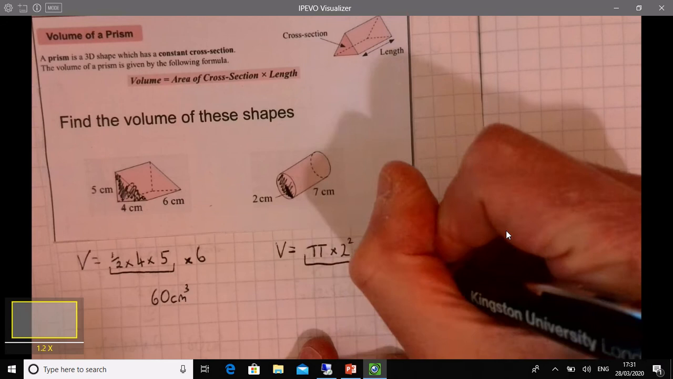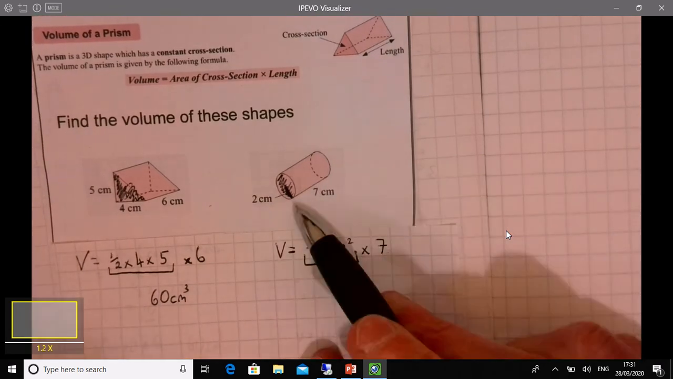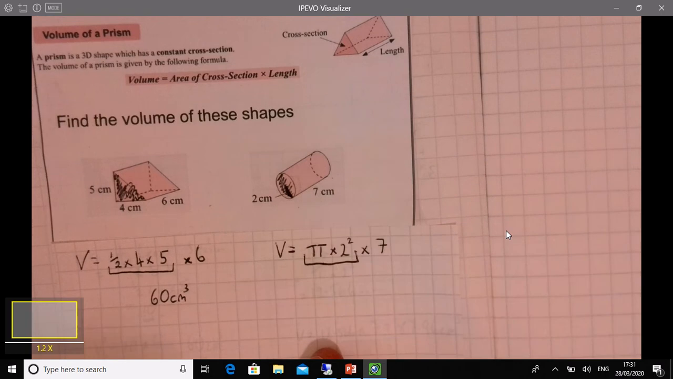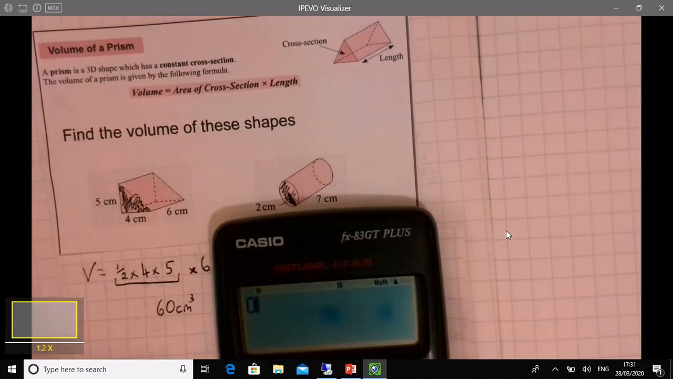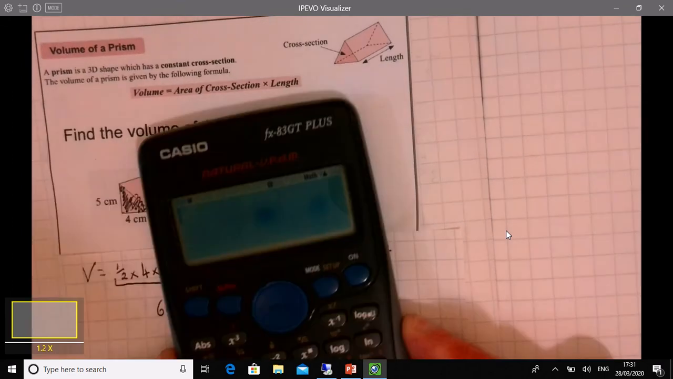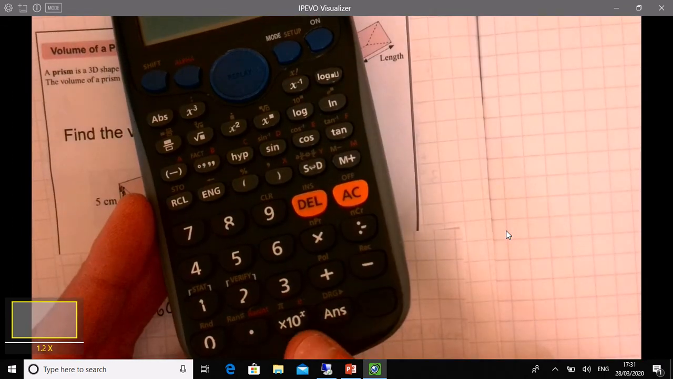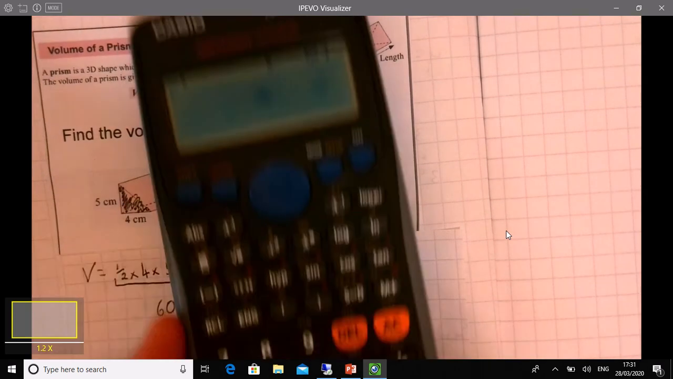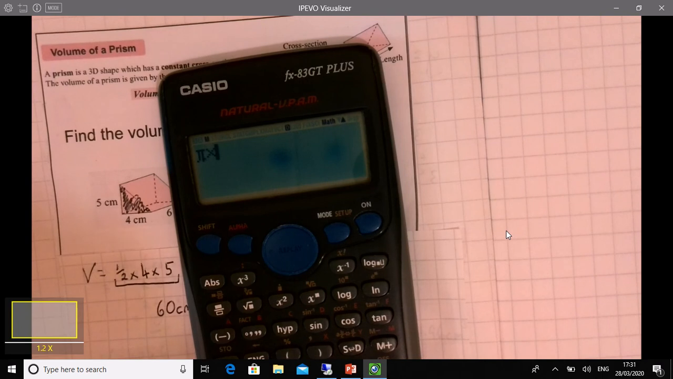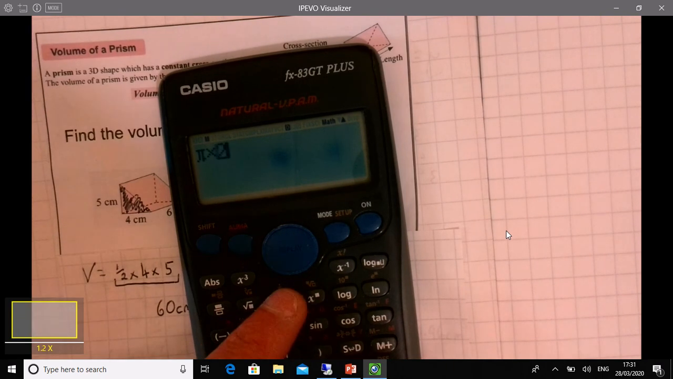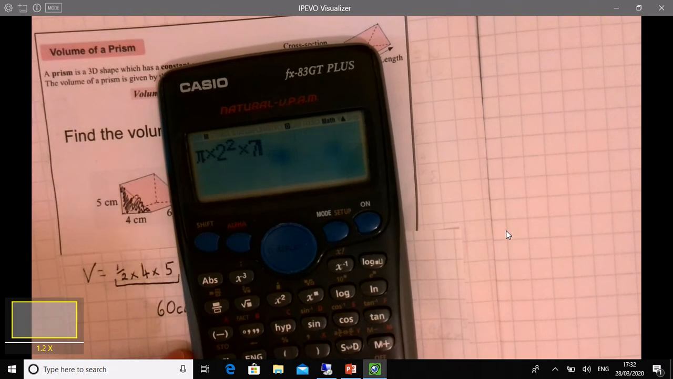So this bit, that's the area of the cross section. We're going to multiply by 7 because we need to do the length there. So if I can pop these in, I've got pi. Just remember as well, there's a pi button just down here, you just go shift and this button down here. Then we're going to multiply by the radius, 2 squared, multiplied by 7. Okay, I can just pop it in like that. There you go, press equals.